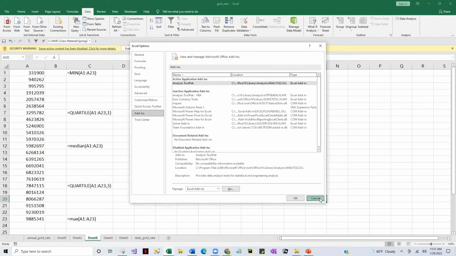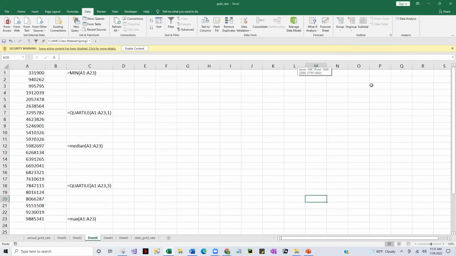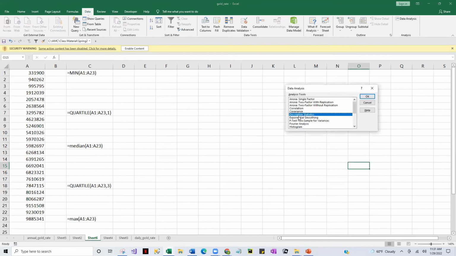Do you see it in your Excel or you don't see it? Yeah, I see it. You see it. Okay. So if you don't see it, you need to do it. If you see it, you need to go to the data tab. That is the first step. Then you're going to click data analysis and use descriptive statistics. We have a lot of analysis you can do, but we are going to start with descriptive statistics. Click OK.